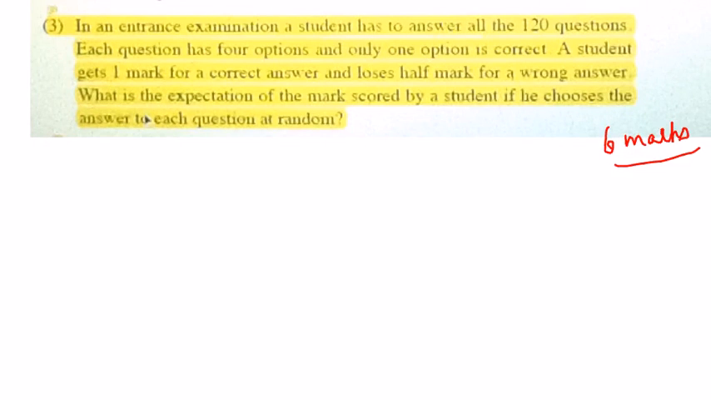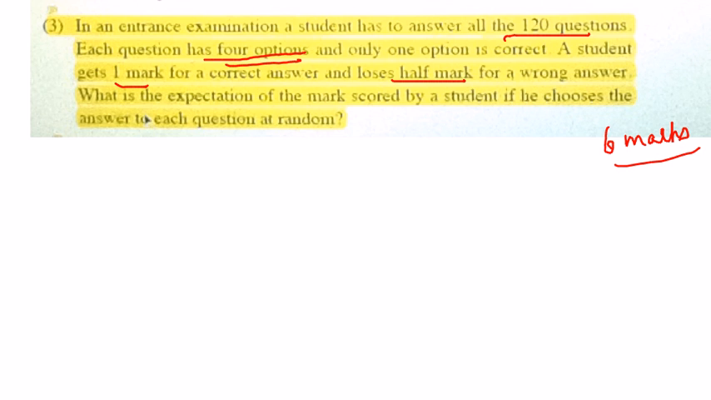The third sum in exercise 10.2 is a 6-mark question. So listen to the sum carefully. A student has to answer all the 120 questions in an exam, okay? And for every correct answer, he gets 1 mark, and for every wrong answer, he loses half a mark, okay? And every question has 4 options. So what you're supposed to find is, what is the expectation of the marks scored by the student?